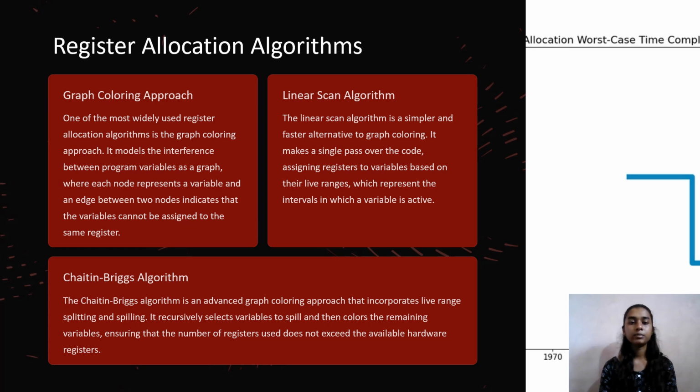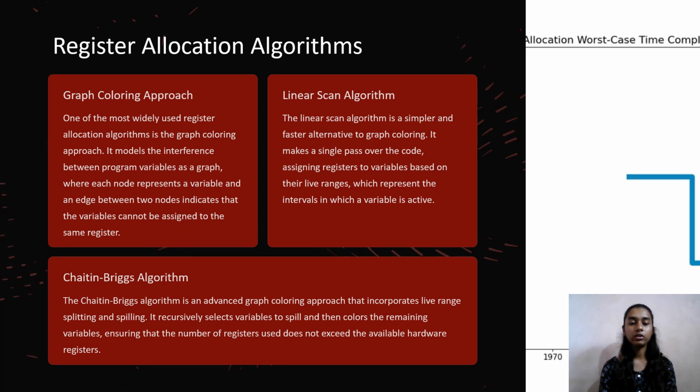Register allocation algorithms. Graph coloring approach. One of the most widely used register allocation algorithms is the graph coloring approach. It models the interference between program variables as a graph, where each node represents a variable and each edge between two nodes indicates that the variables cannot be assigned to the same register. Linear scan algorithm. The linear scan algorithm is a simpler and faster alternative to graph coloring. It makes a single pass over the code, assigning registers to the variables based on their live ranges, which represent the intervals in which a variable is active.